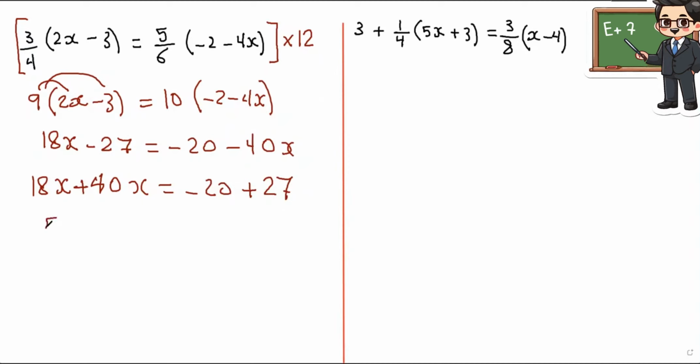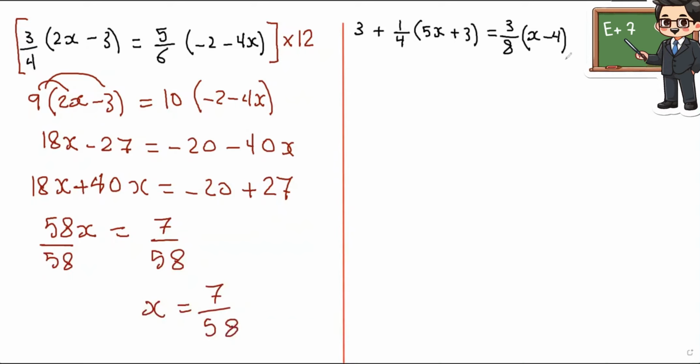So now we have 58x equals 7. Divide both sides by 58, and x, you cannot reduce that. So x equals 7 over 58 for this.